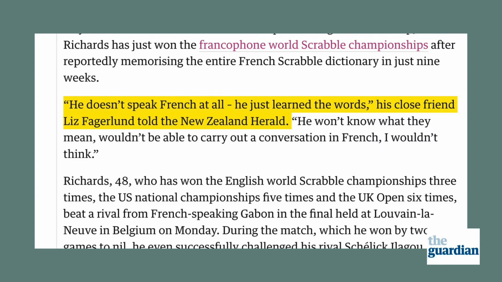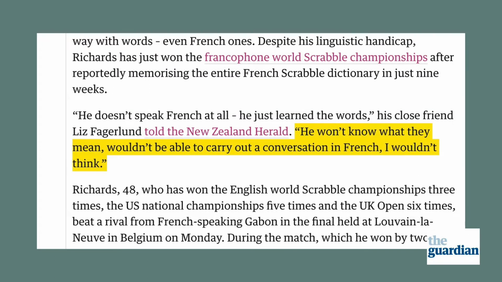The article continues. He doesn't speak French at all. He just learned the words, his close friend Liz Fagerland told the New Zealand Herald. He won't know what they mean. He wouldn't be able to carry out a conversation in French, I wouldn't think. So, amazing feat of memory, but he cannot actually speak French.